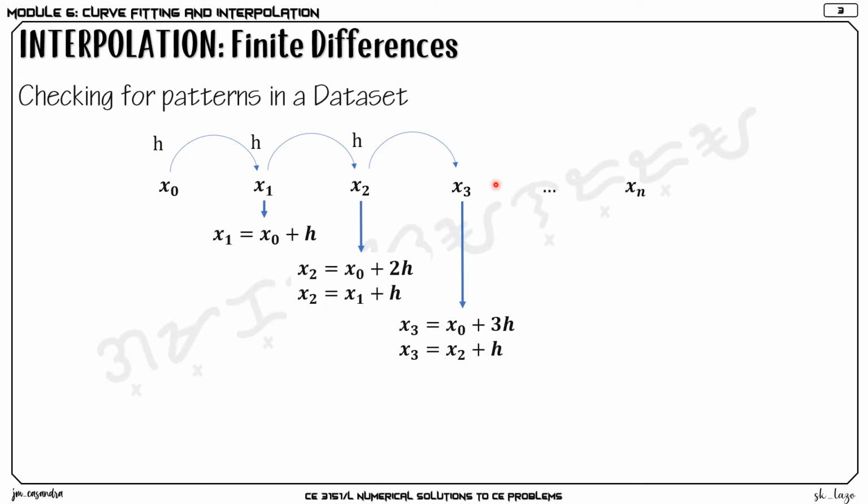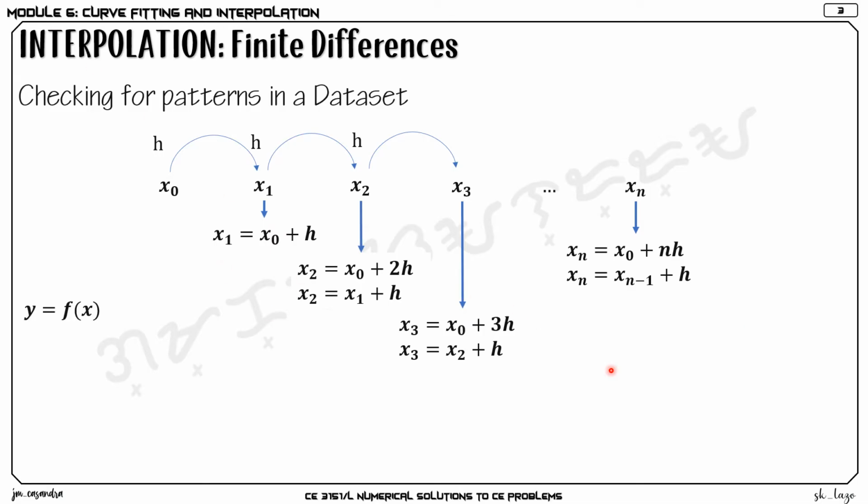So if we're going to consider now the pattern of our equations, we could write a general form for x sub n, or any value of x, can now be solved as x sub n is equal to x sub 0 plus n times h, or x sub n is equal to x sub n minus 1 plus h.